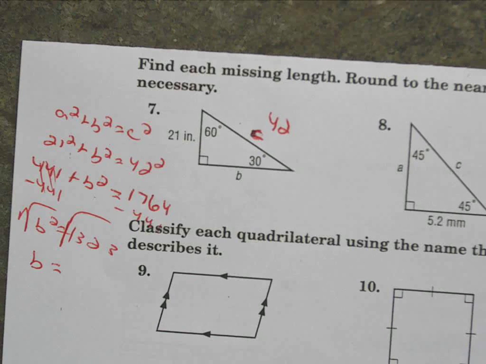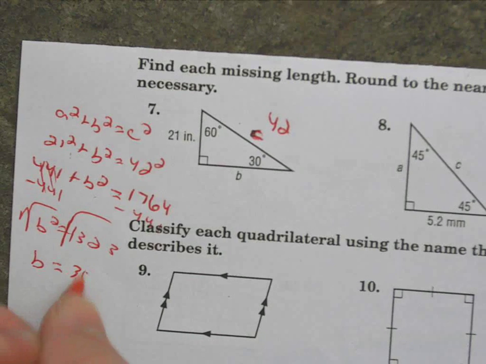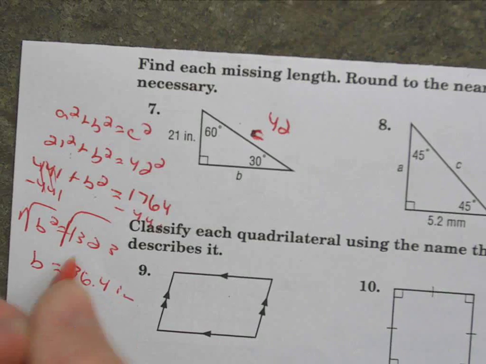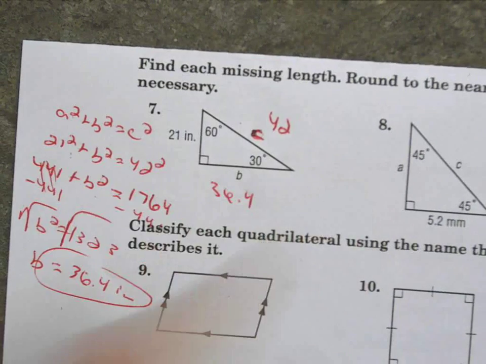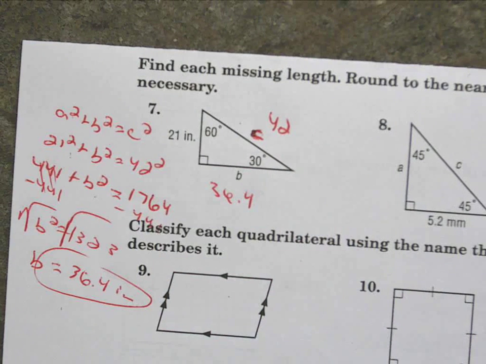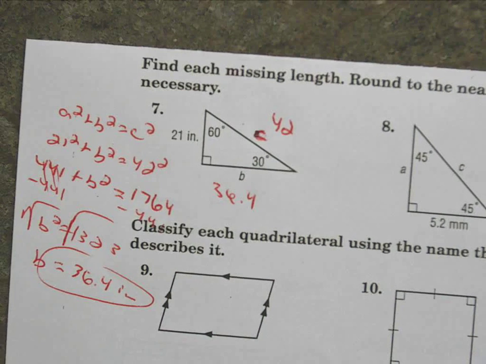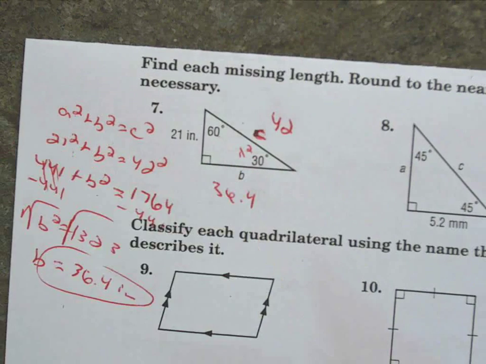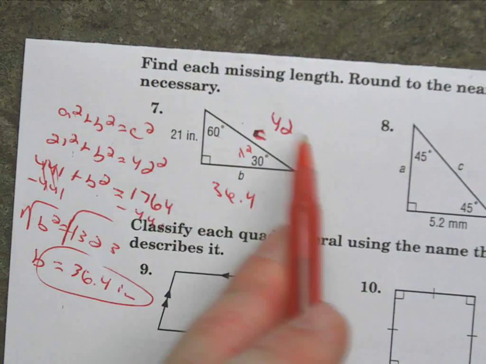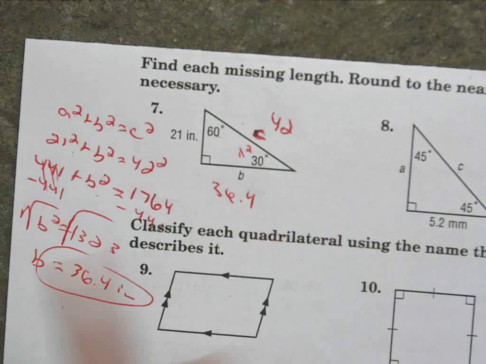Emily. 36.4. Now let's go see if that makes sense for what? 21. Go draw it on here. 36.4, 42. Oh yeah, that looks fine. That'll work. Now, next question. 30 to a 60 is times by 2. That's the way I want you to remember that. A is times by 2 to get C.